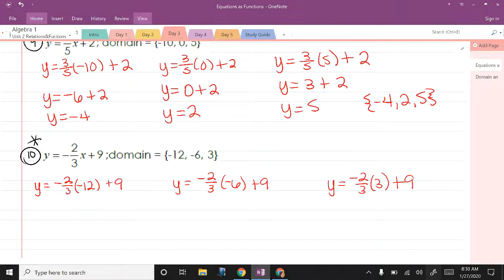8 plus 9 is 17. 4 plus 9 is 13. 17. Yeah. Right. Look at you.